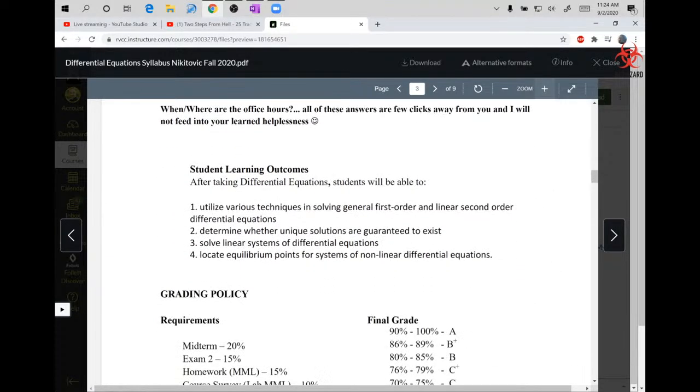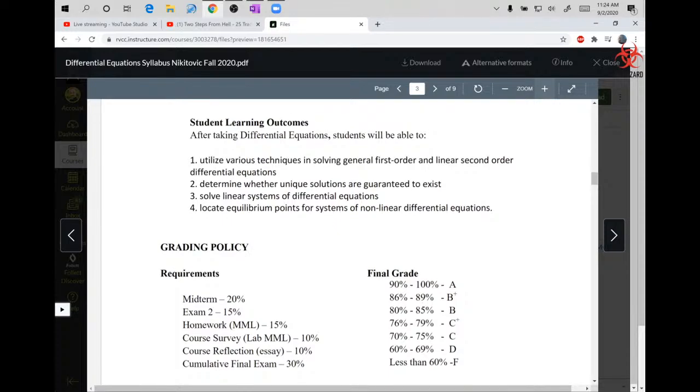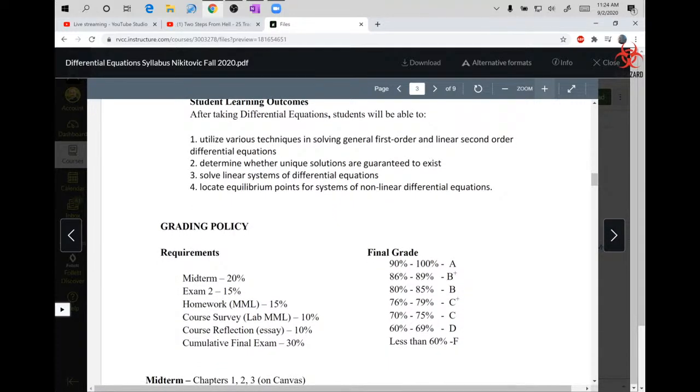All right, student learning outcomes, guys. This is your final exam. The topics that are on the final, they must show. And underneath you see your grade policy with the final grade breakdown, with A, B, B plus, and so on.